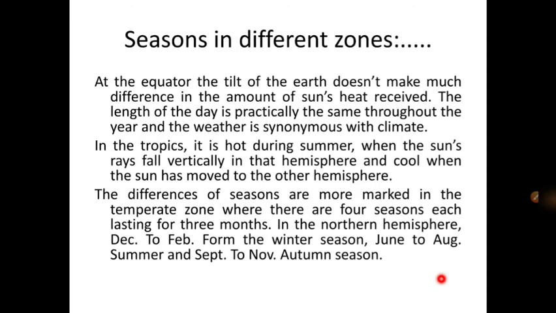Now, seasons in different zones. At the equator, the tilt of the earth does not make much difference in the amount of the sun's heat received. The length of the day is practically the same throughout the year, and the weather is synonymous with the climate. Meaning the equator always remains hot.